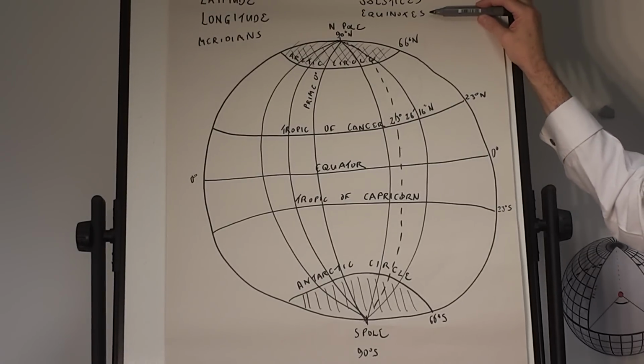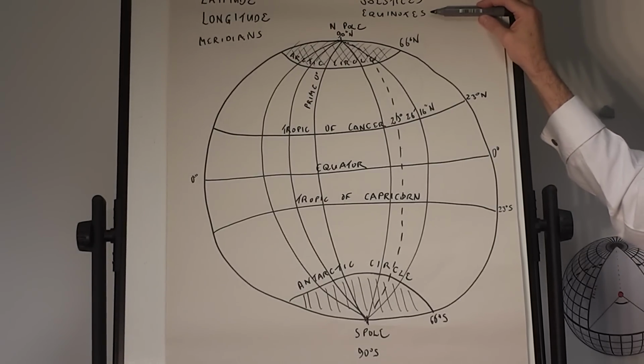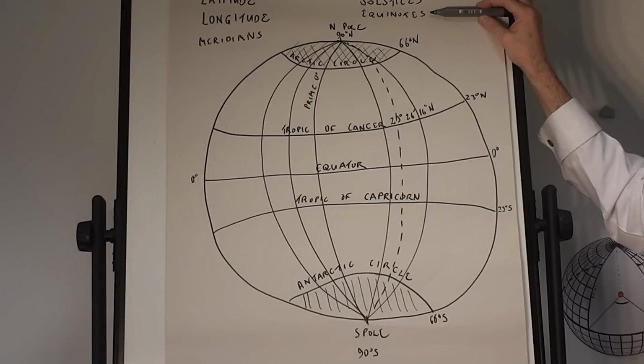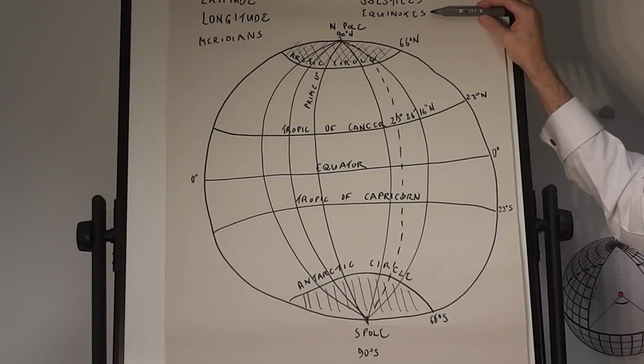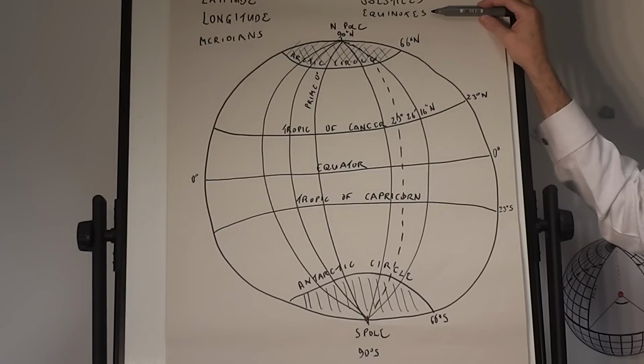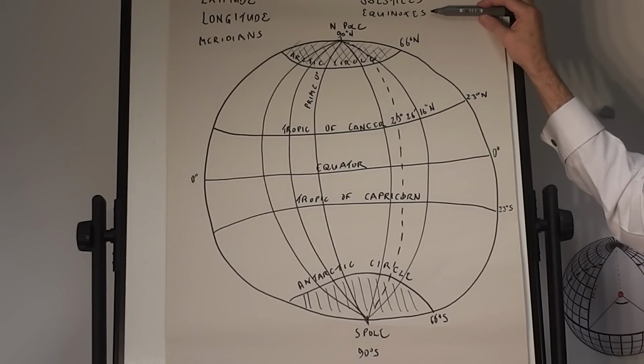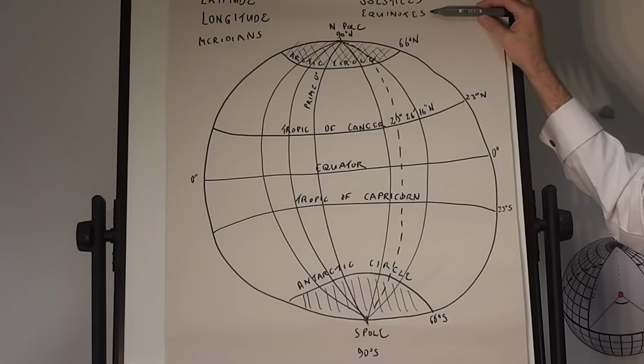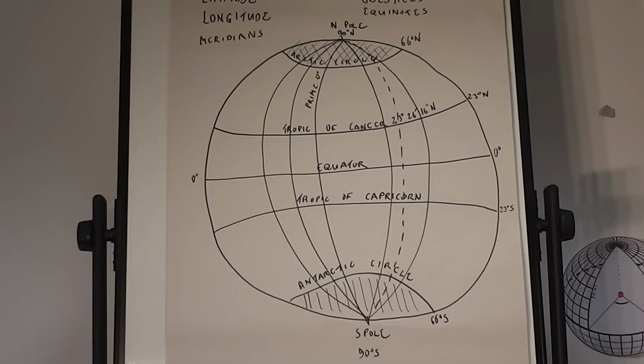The equinoxes are the days when there is exactly 12 hours of sunlight and 12 hours of night all over the Earth. The spring equinox is on March the 20th, and the autumn equinox September the 22nd or 23rd. So the equinoxes happen twice a year, when the day and the night are of equal length. And that's latitude and longitude.